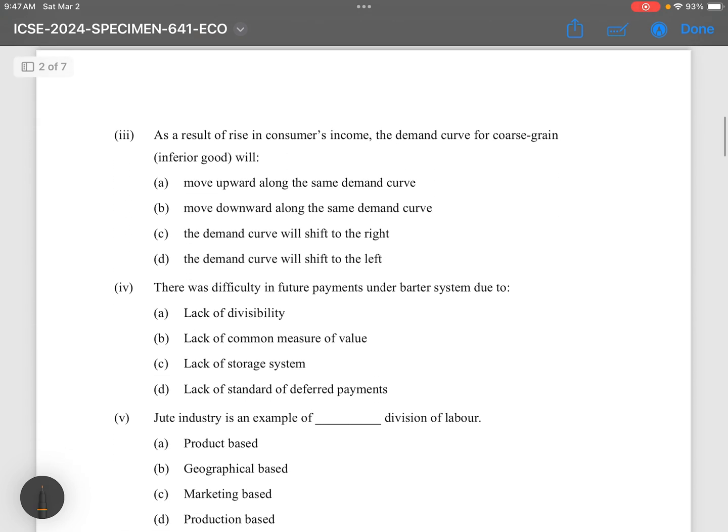The third question is, as a result of rise in consumers' income, the demand curve for coarse grain, which means it's an inferior good, will shift or move. So we need to look at whether the demand curve will shift or move in this case. So just plot a simple diagram. The demand curve is always between price and quantity demanded. Here it is quantity demanded of coarse grain. There is a demand curve given to you.